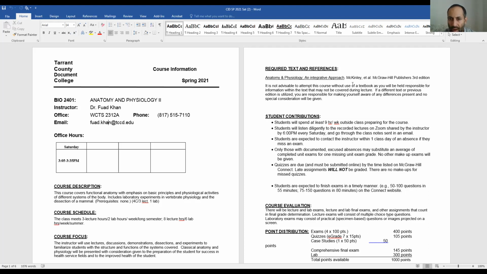All right, so student contribution, as you can see, spend at least 9 hours per week, which is about an hour to an hour and a half every day. These are some general recommendations. Some students have a better background in anatomy and physiology and biology, so they might feel a little bit more comfortable. Other students might need more time. So we will set our own pace as we progress through the course here, okay?